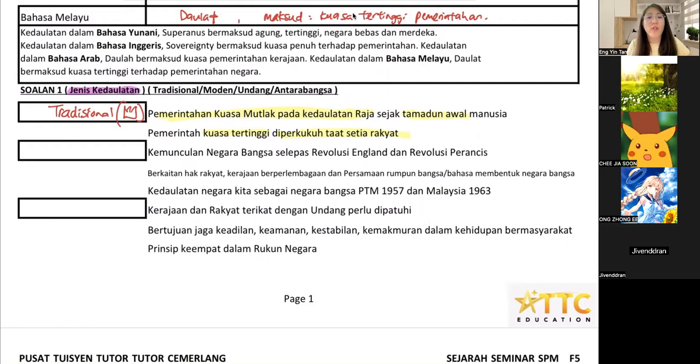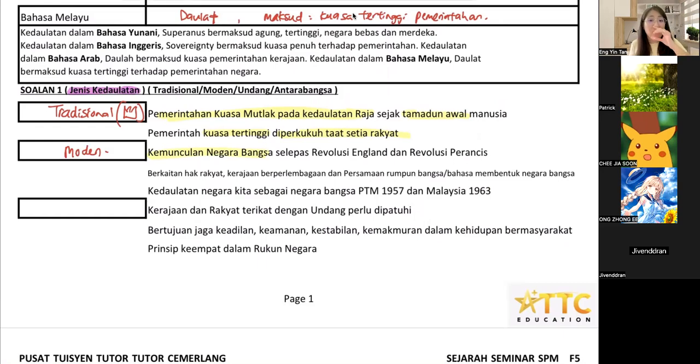YDPA. So you mean Agong chooses him to become the Prime Minister? Yes, pilihan raya. So meaning what? Meaning citizens, we also have rights. So this is referring to modern kedaulatan. Modern kedaulatan starts from your nasionalisme negara bangsa. Can you see the kemunculan negara bangsa selepas revolusi England dan revolusi Perancis? This is your Form 4 Chapter 2, nationalism.